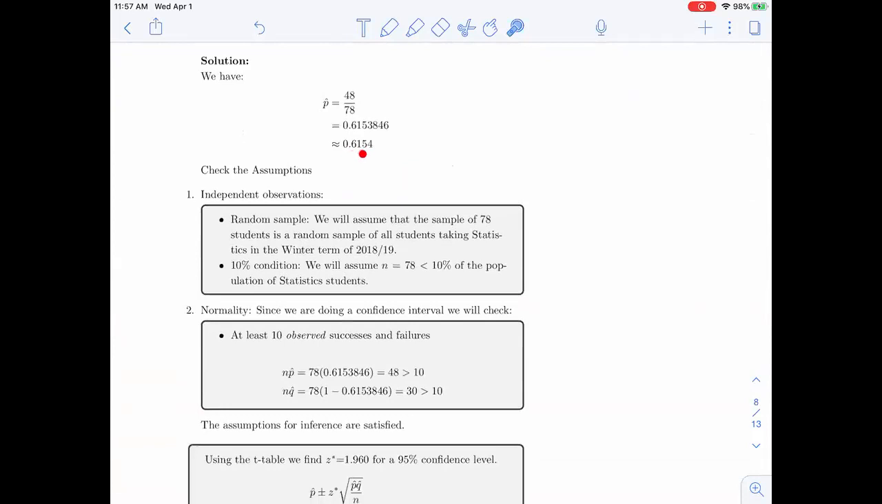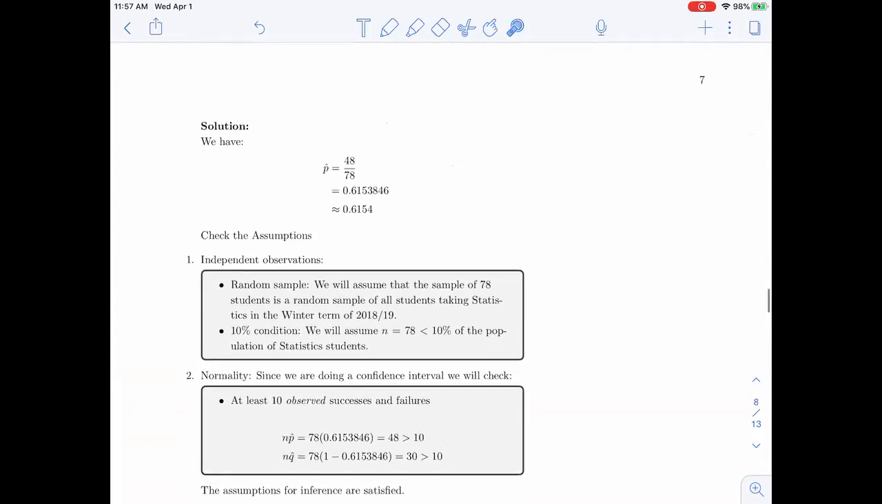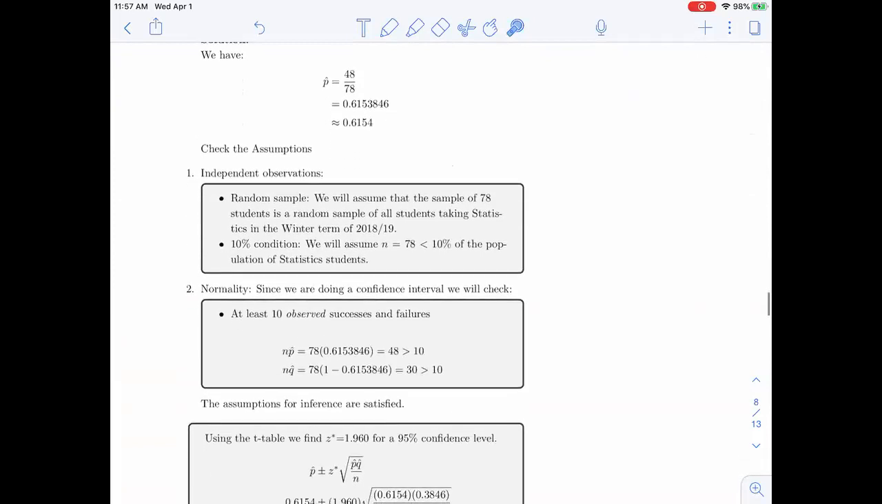We could use 3 decimal places, but here, as many as you can keep is good. So we have to check our assumptions. Remember that we're just doing a confidence interval, and so we need to check that our observed successes and failures are more than 10. But first we have to talk about our independent observations. So we will assume that the sample of 78 students is a random sample of all students. Again, we're just stating that this is what we're assuming.